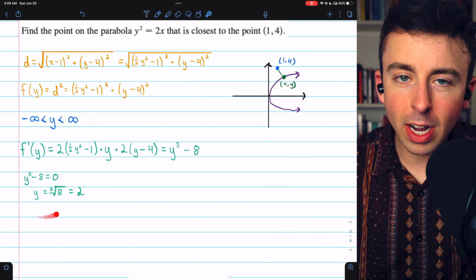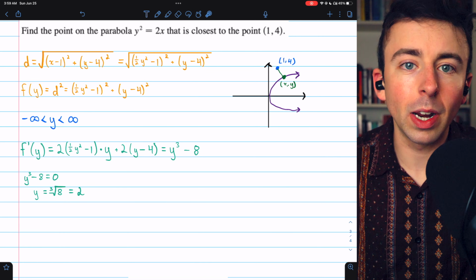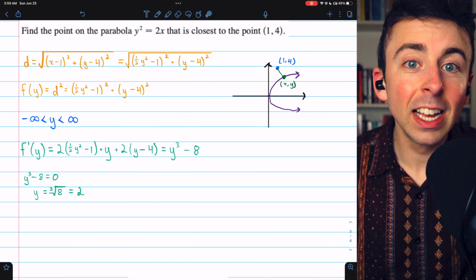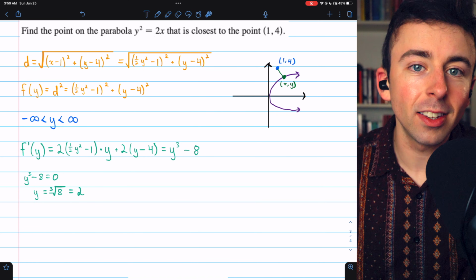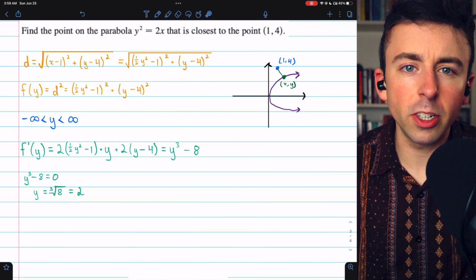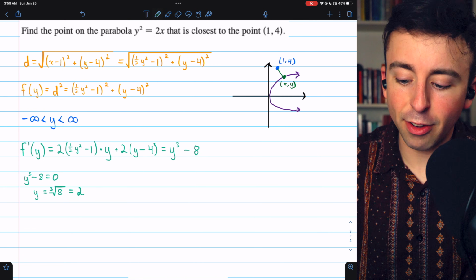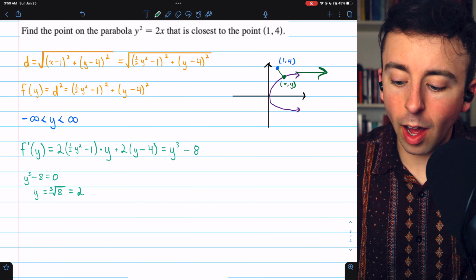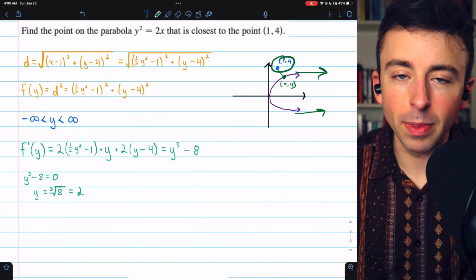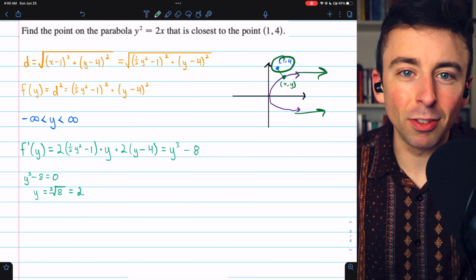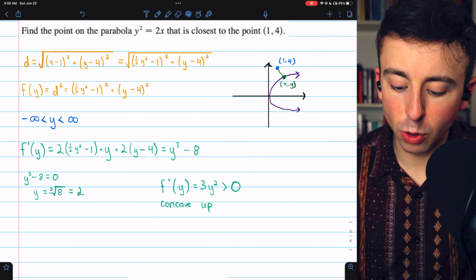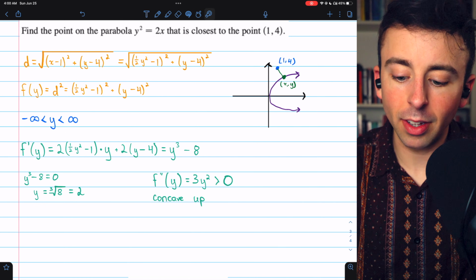Now this could be a minimum or a maximum. We don't have the extreme value theorem to apply here. We don't have a list of candidates. So we do need to classify this using the first or second derivative test. You could also just use some geometric intuition and say, hey, this parabola goes on forever. Obviously, there's not going to be a point on it with a maximum distance from this fixed point. But let's just use calculus. The geometric intuition assures us that y equals 2 is a minimum, and the calculus confirms it.